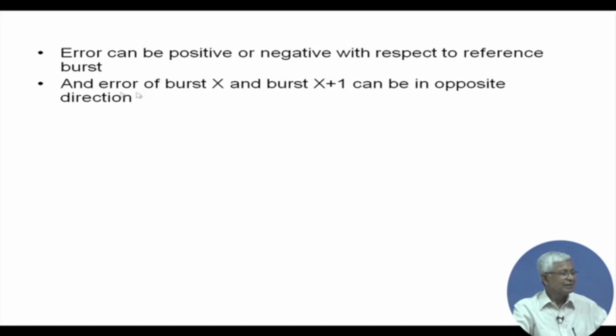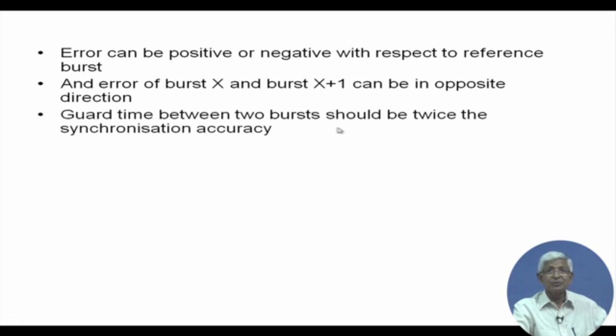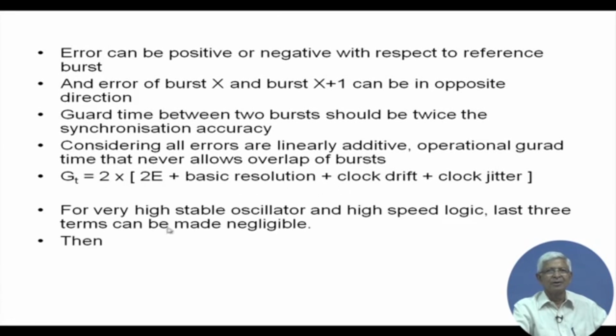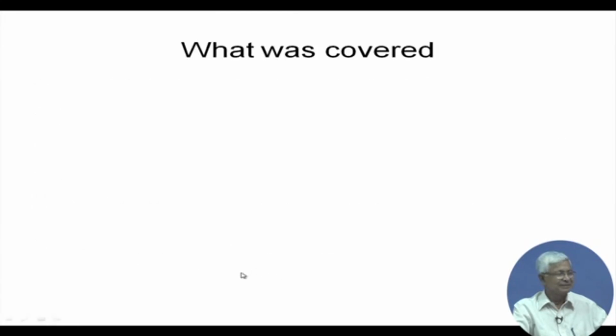So, the errors of two bursts, x and x1, could be in opposite directions. So, the guard time between two bursts should be twice the synchronization accuracy. So, considering all errors, GT is 2 times 2E, plus basic resolution, clock drift, clock jitter all together. Now, these last 3 points are small, with a highly stable oscillator. Therefore, GT is 2 times 2E, that is 4E, which is 8R by C square into dR/dt seconds.